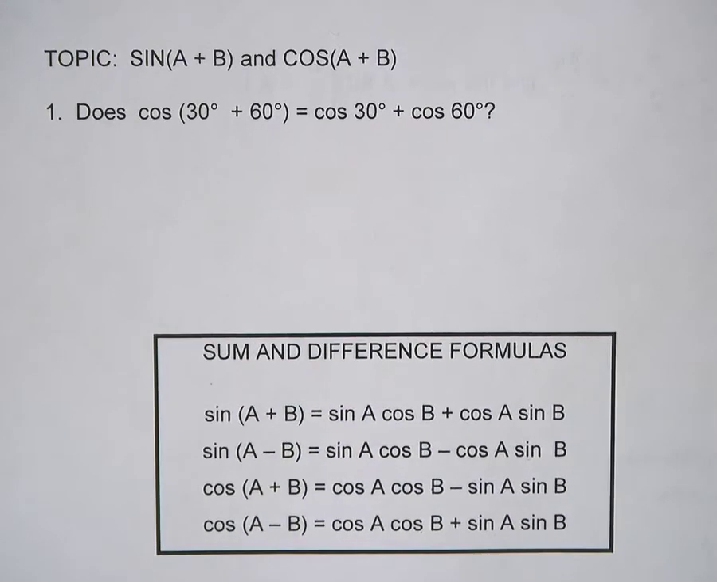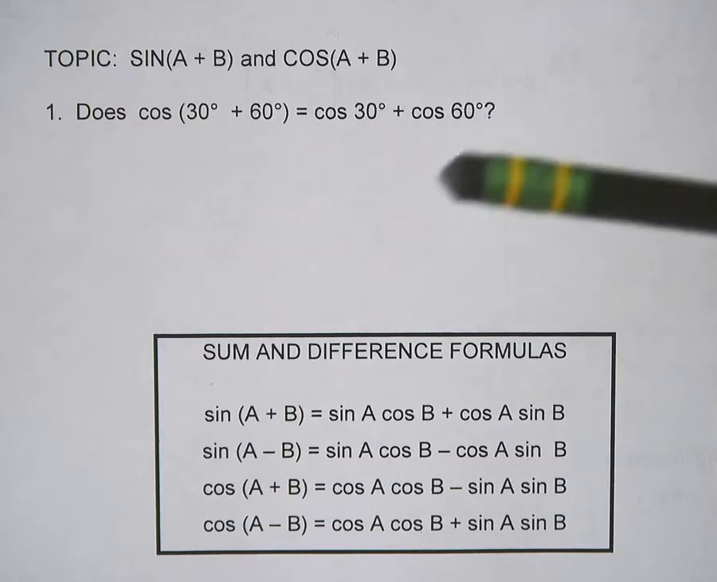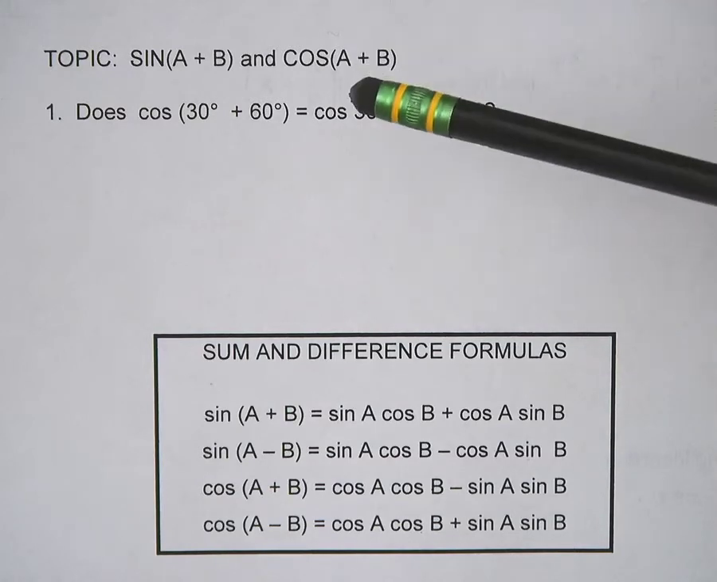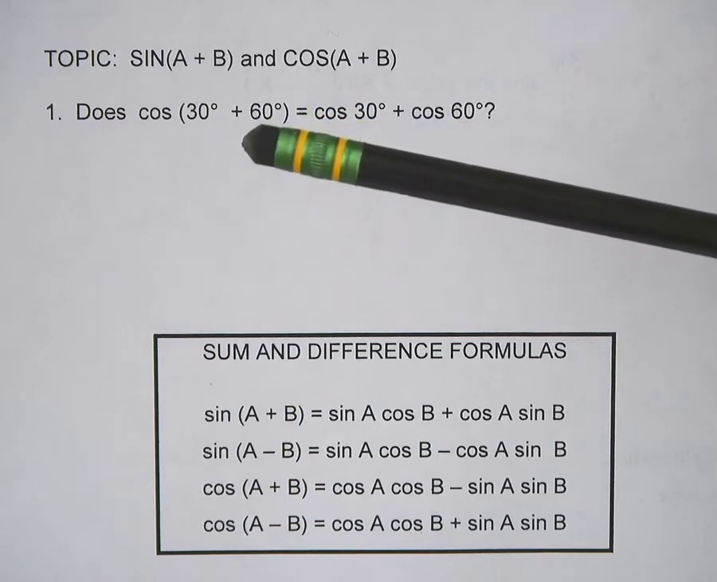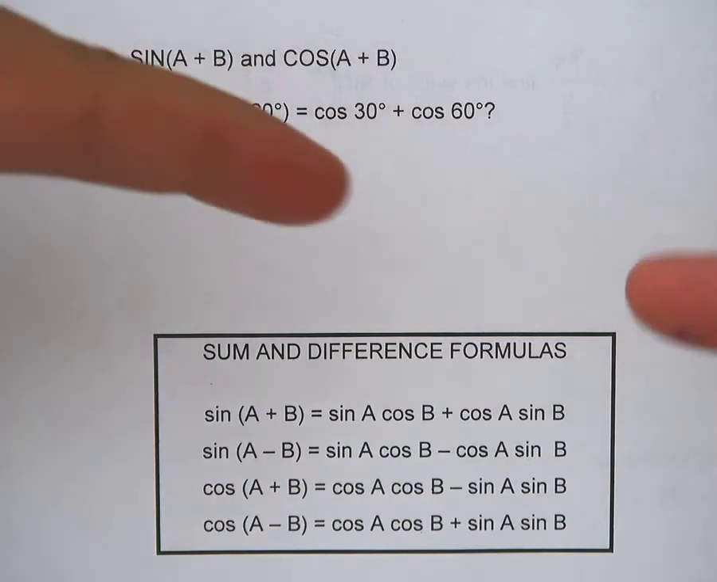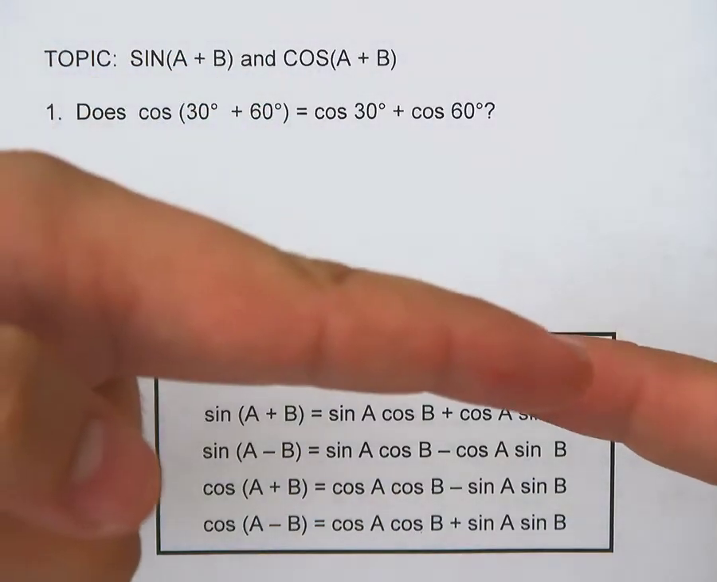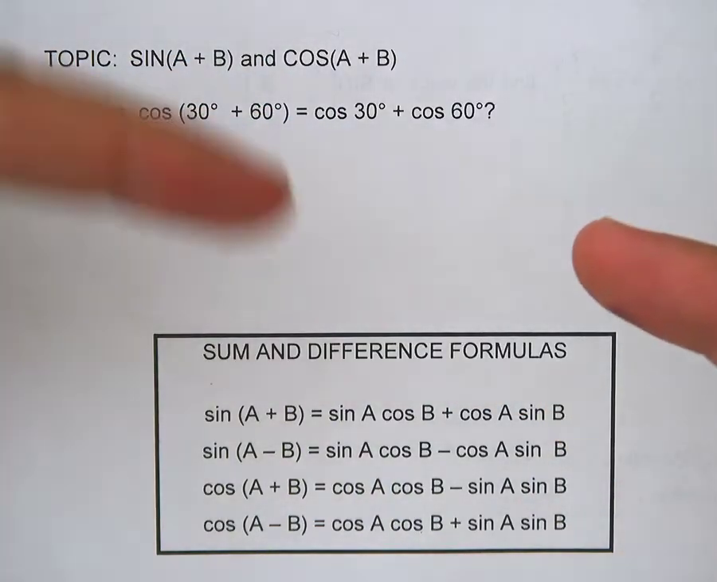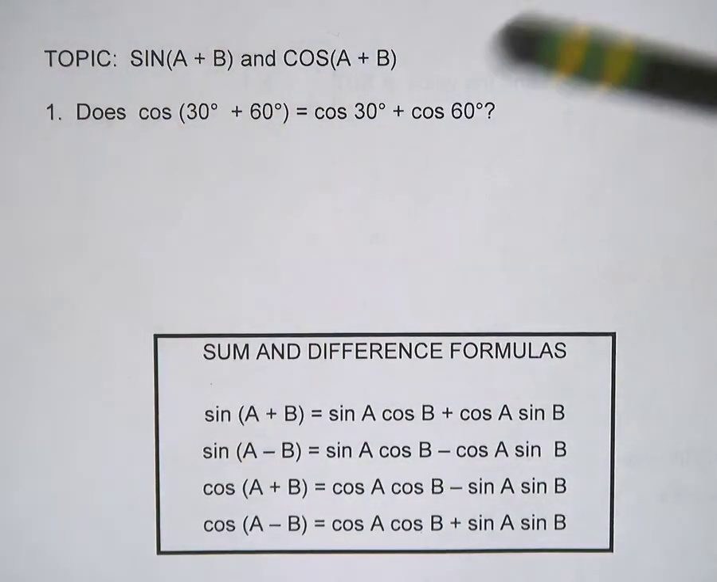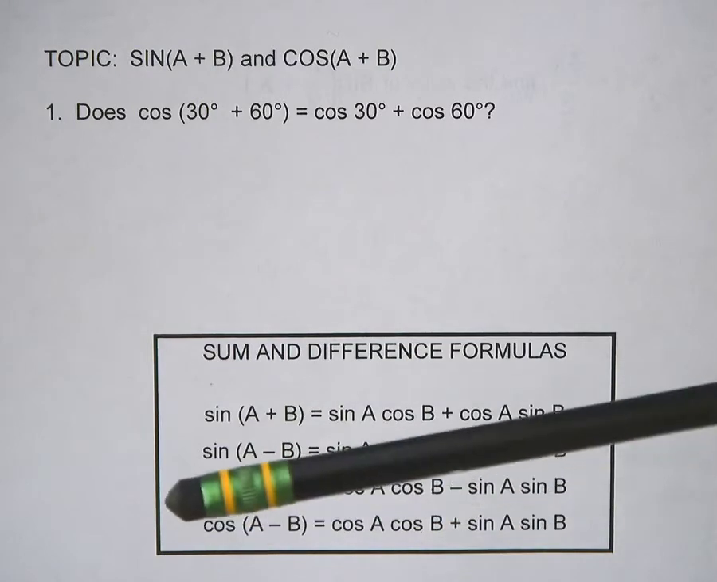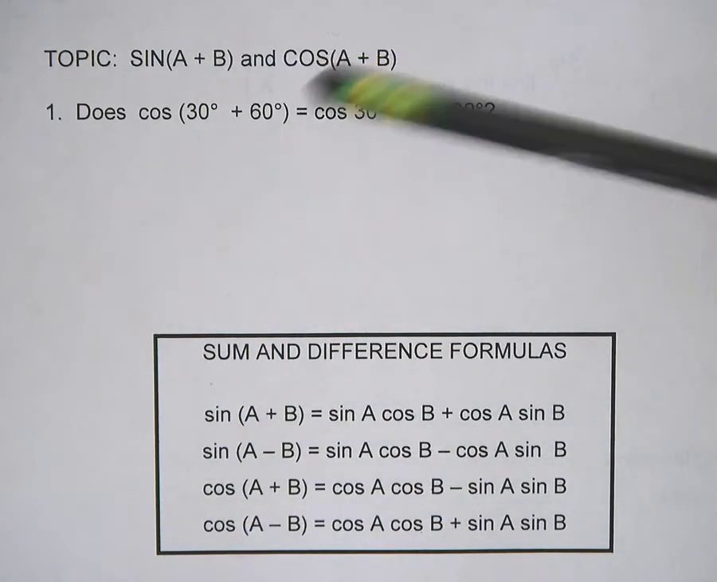A little bit of information up front here. We are going to be talking about sine of a plus b and cosine of a plus b. This is what happens when you are trying to take the sine or the cosine of two angles added together, angle 1 and angle 2. There's a special way that we have to do this. To illustrate that point, let's take a look at number 1.